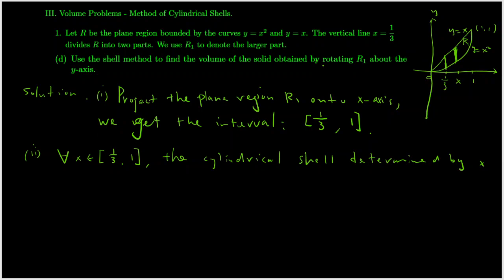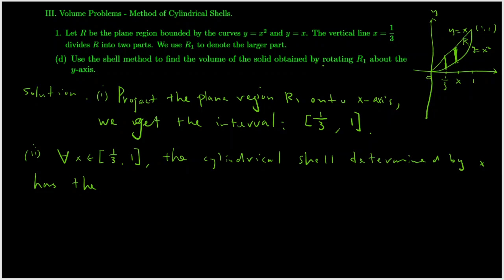The cylindrical shell determined by x has the, in order to get the surface area of the cylinder, we need the base area, we need the height. Probably it's easier to identify the height. Now let's get the coordinates of the point.